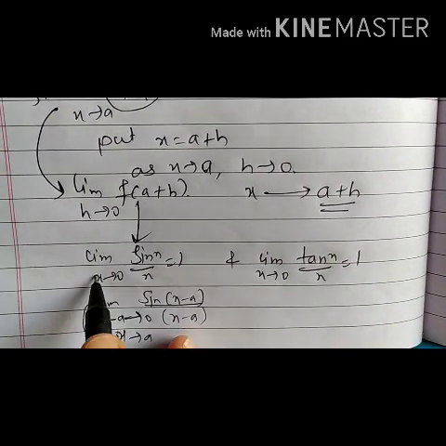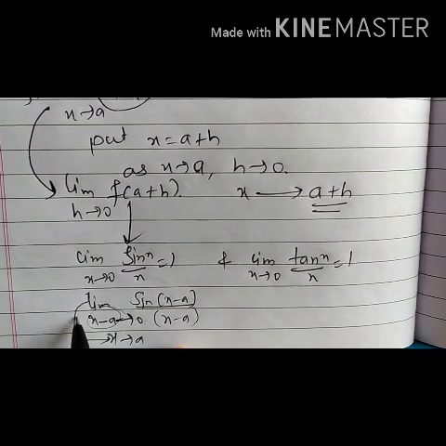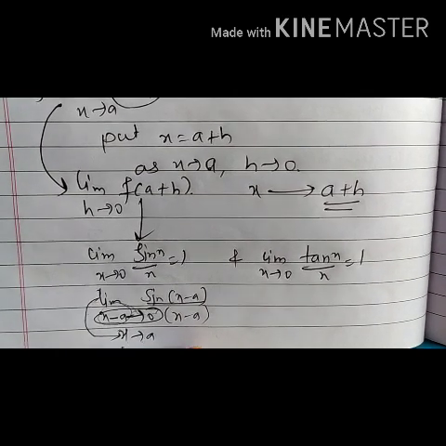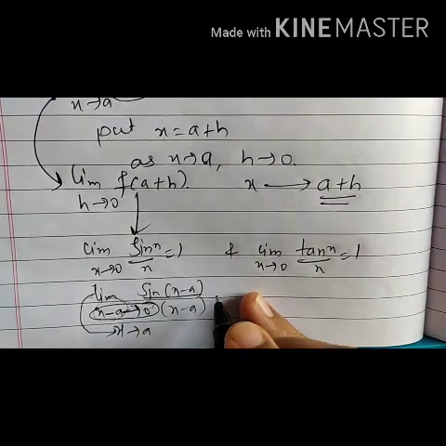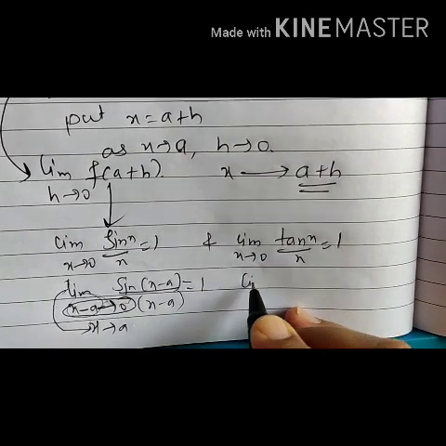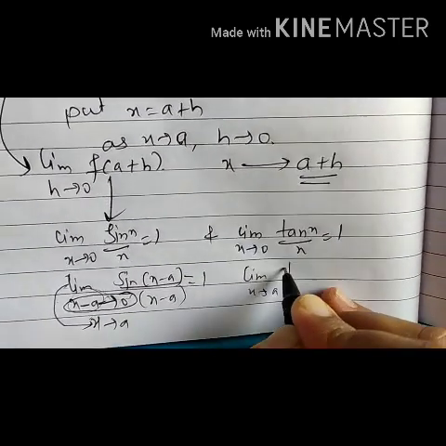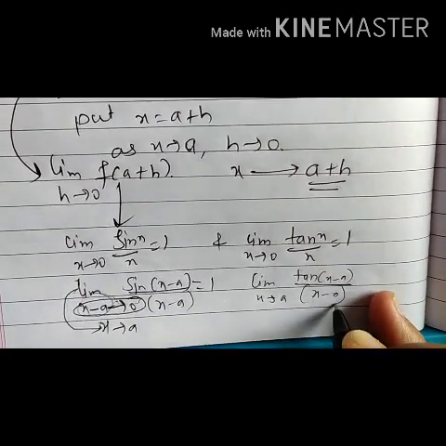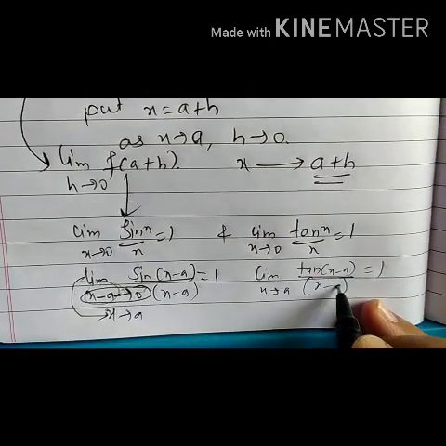Because the same condition, this x is replaced by x minus a only, and we are not writing this condition. We are directly writing limit as x tends to a of sine of x minus a upon x minus a. Understood? And this is also equal to 1. Same angle, same denominator. Here also limit as x tends to a, that is x minus a tends to 0, of tan of x minus a upon x minus a equals 1. Getting? This is a.